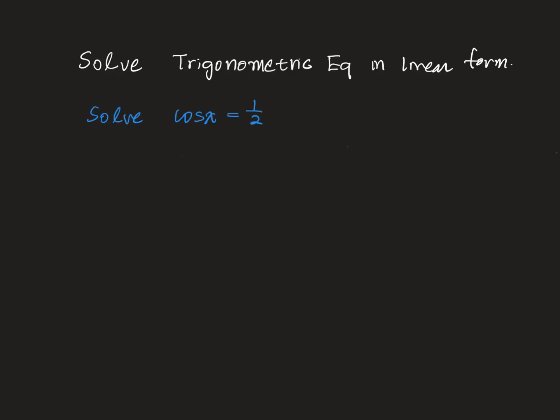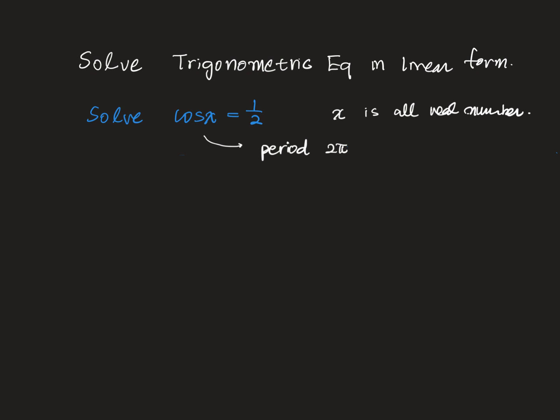A very simple trigonometric equation is the linear form. Let's solve cosine x = 1/2. When you see this one, x doesn't have a boundary, which means x is all real numbers. Also, the period of cosine is 2 pi. Every 2 pi, cosine has the same value.